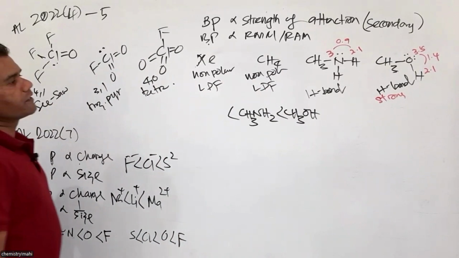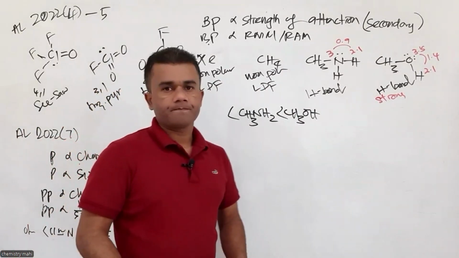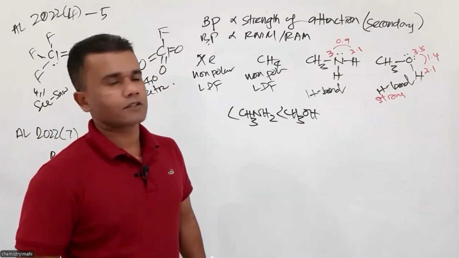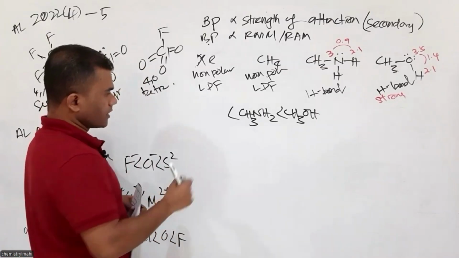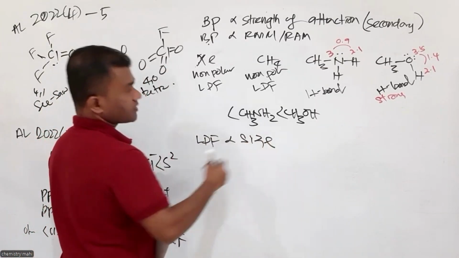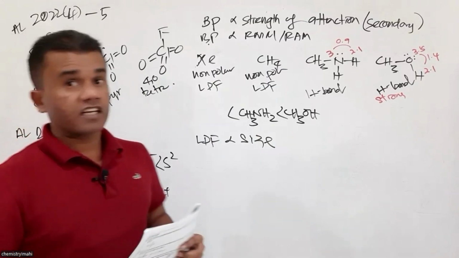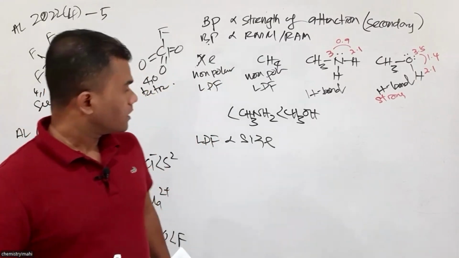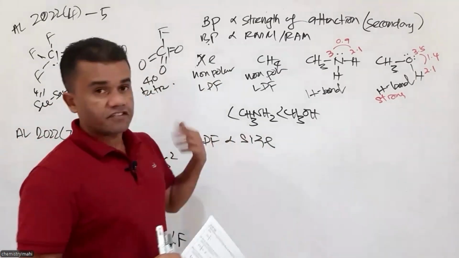But then out of these two, how do we get it? Go to the size and mass actually. Because I told you London dispersion force is directly proportional to even the size of the electron cloud. Everything I gave you. Then as size increases, LDF strength increases.